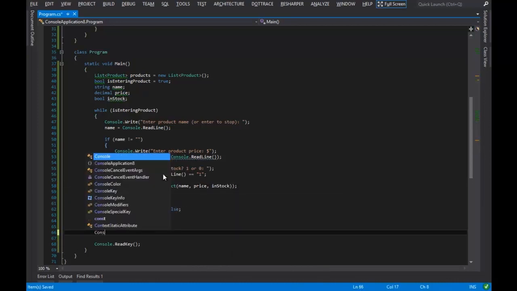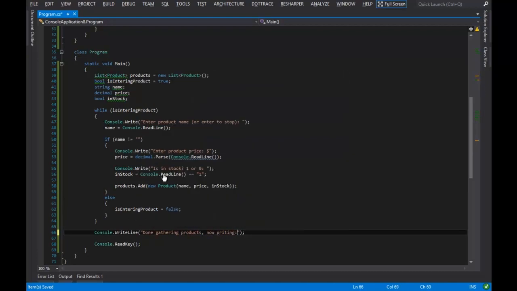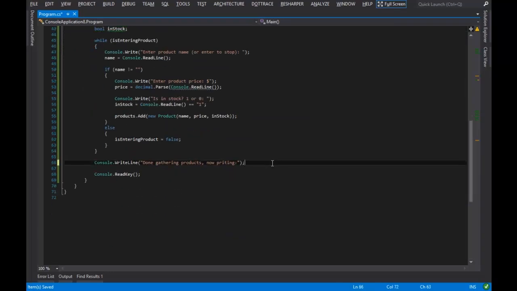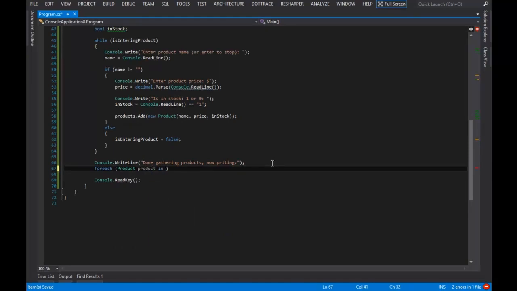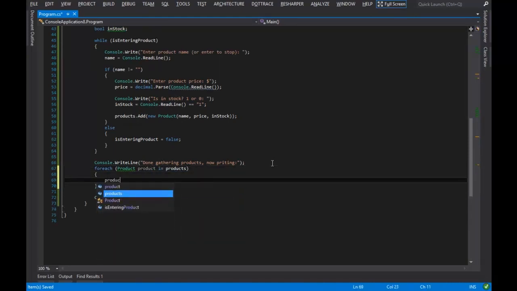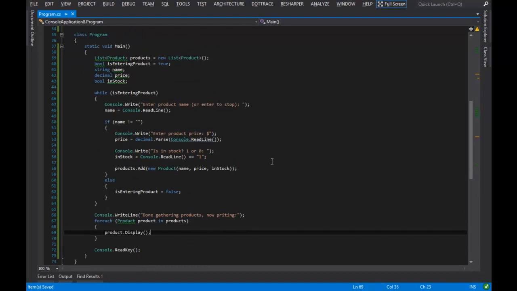Then I'm going to say Console.WriteLine done gathering products. Printing. Oops, I keep on hitting that key for some reason. I don't know why. Okay. So here's an example of a program that allows the user to enter as many products as they want.